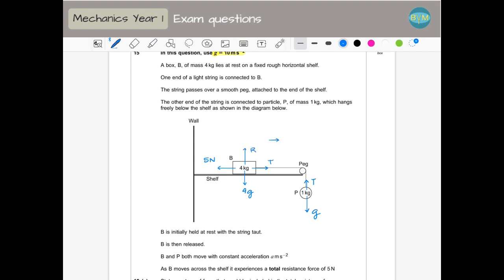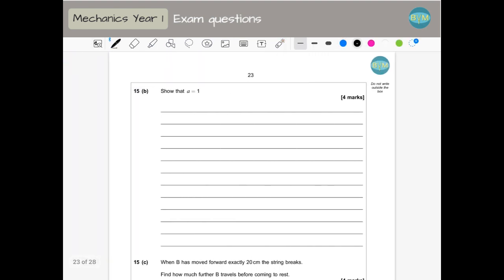And then it's moving that way with an acceleration, and this one is moving down with the same acceleration, and we need to find that acceleration. So what we are going to do is write an equation of motion for this one and an equation of motion for this one. So for P, it's moving down. If it's moving down, this force will be greater than this one, so I'm going to write g minus T. That's my resultant force. I'm going to apply force is mass times acceleration to both of them. So for P, g is greater than T, so the resultant force is g minus T, is mass, which is 1 kilogram, times acceleration.